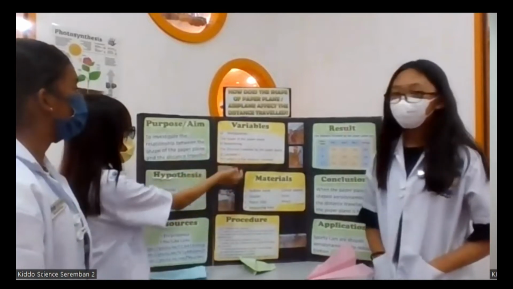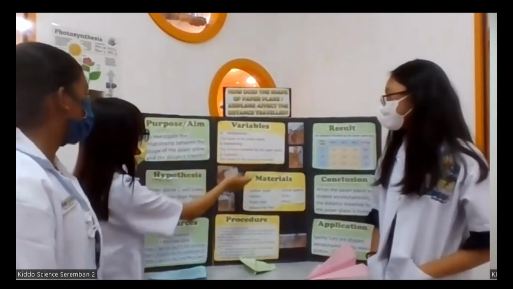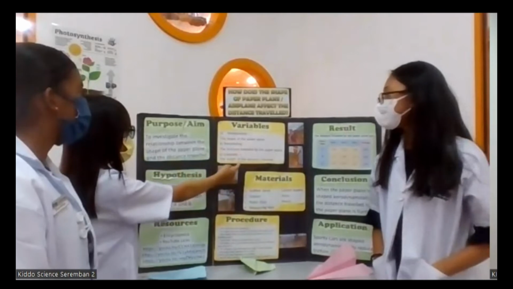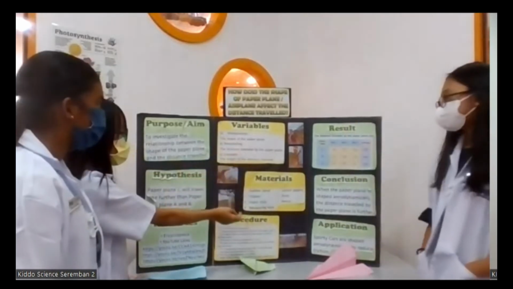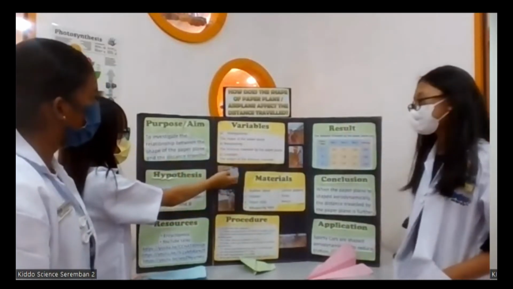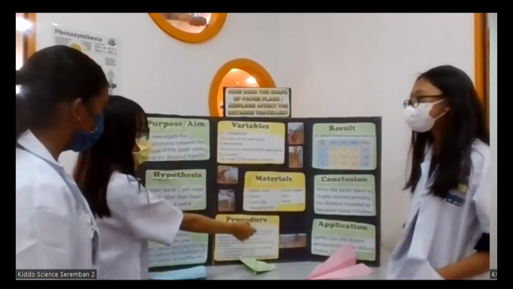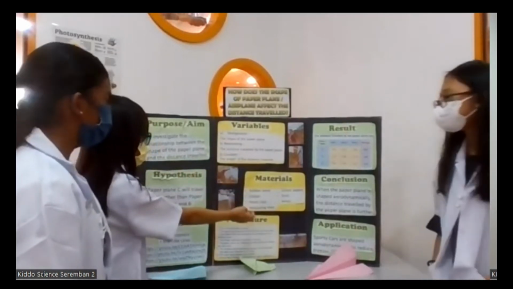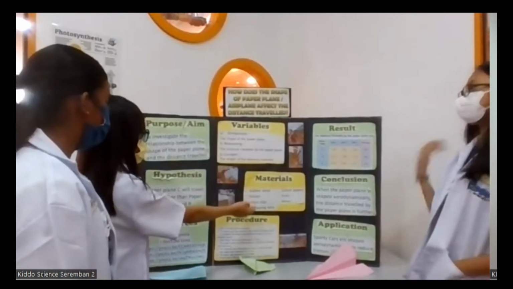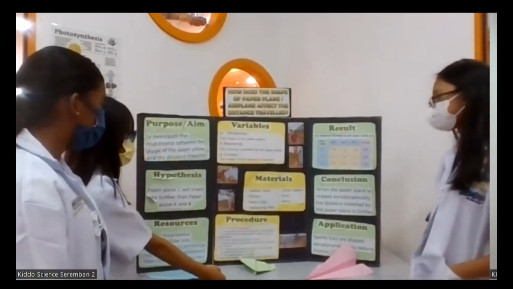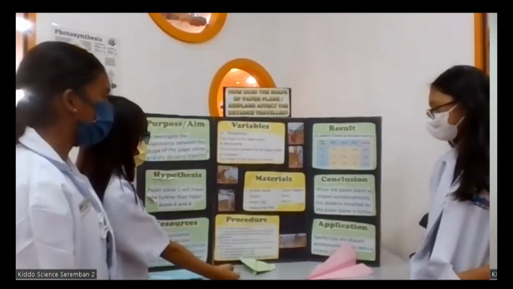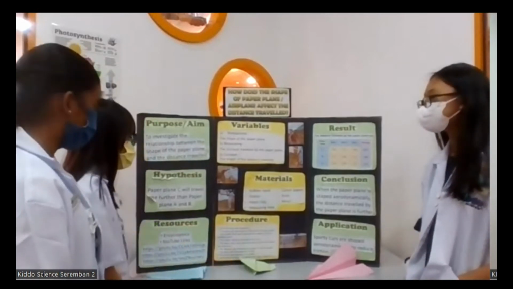The variables are the shape of the paper plane, the distance traveled by the plane, and the length of the distance traveled. The materials that we use are a rubber band, paper clip, measuring tape, color paper, ruler, and pencil.